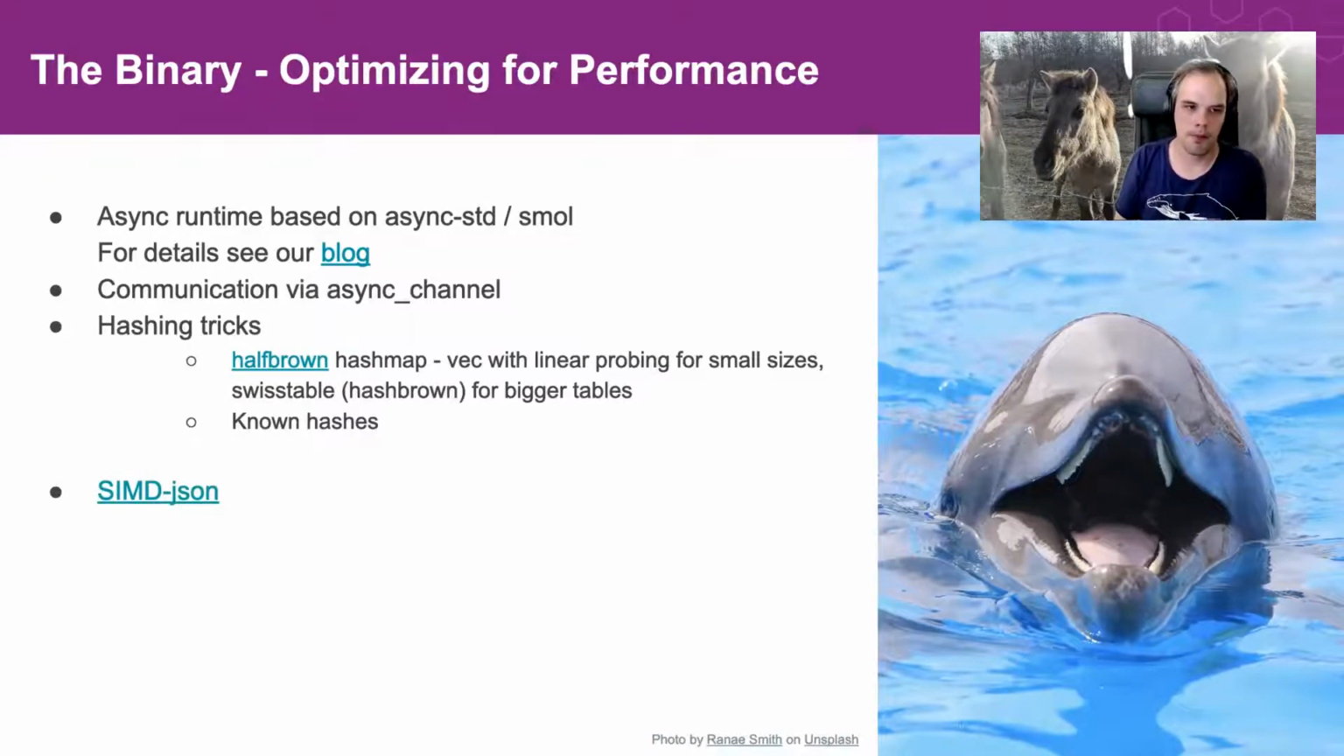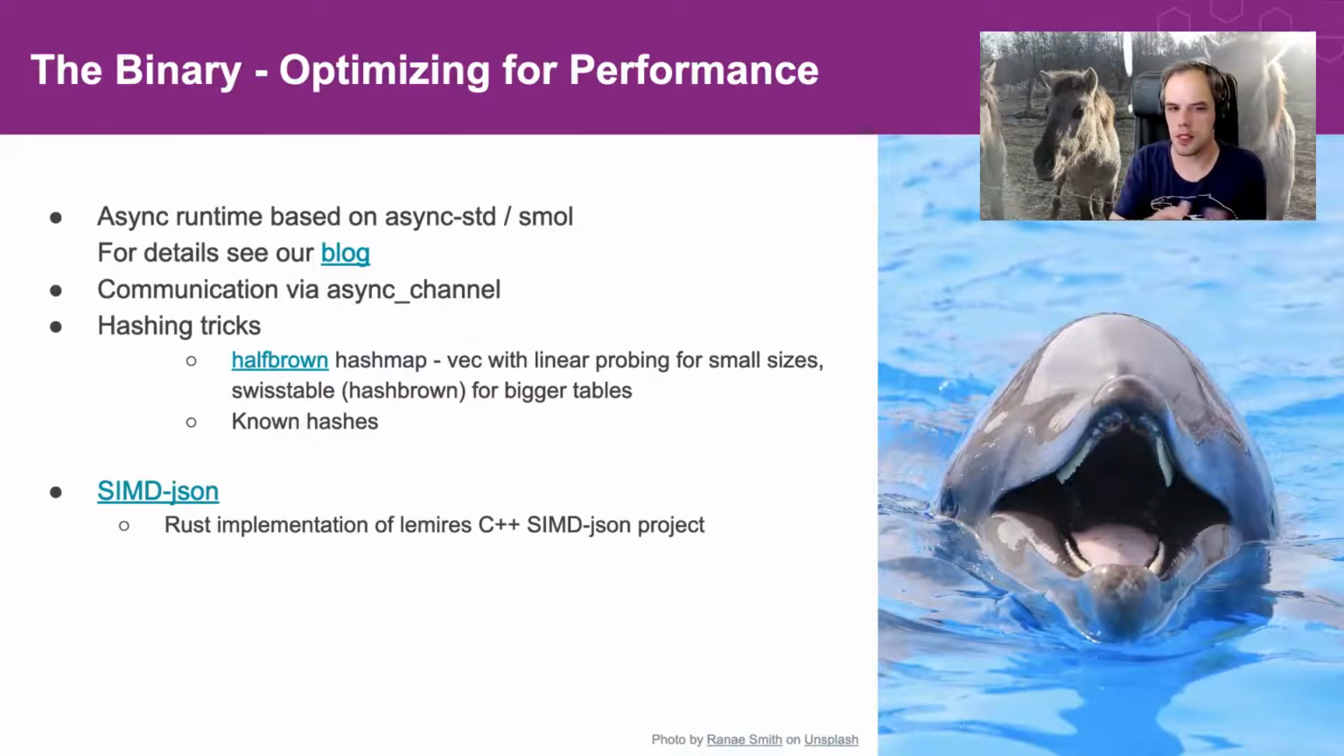And the biggest one, and the nicest one, is SIMD-JSON. It's a Rust implementation of Lemire's C++ SIMD-JSON project. It uses SIMD instructions and big vectors to accelerate JSON parsing, which is not obvious how to get SIMD and JSON parsing together. But they use some really nice tricks.